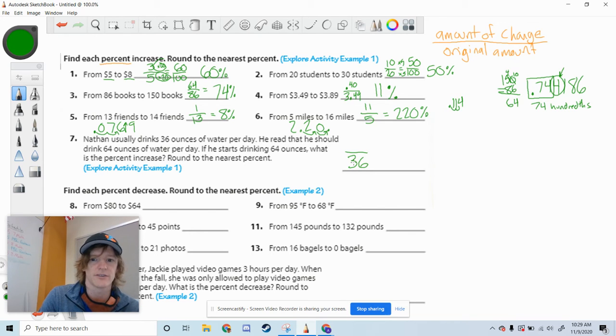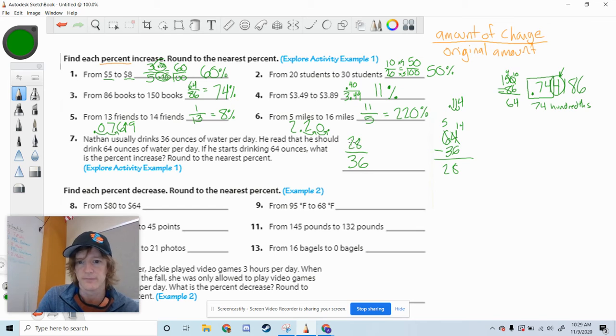So he's going from 36. Now he's going to start doing 64. Well, first we've got to do, what's the change? 64 minus 36. How many more is he drinking now? Well, 14. 6 turns into a 5. He's got 28 more every time. So 28 divided by 36, that's 0.77777777. So it's going to be 78%.